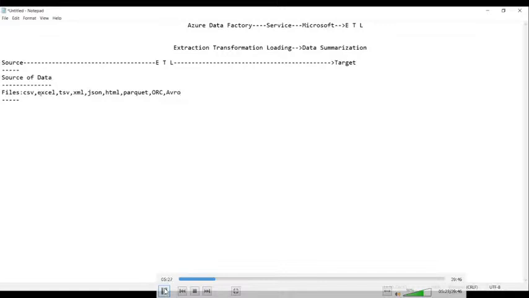These are all the various types of files we can have where we can find the data, or where we can get the data. Apart from the files, what are the other sources from where we get the data?